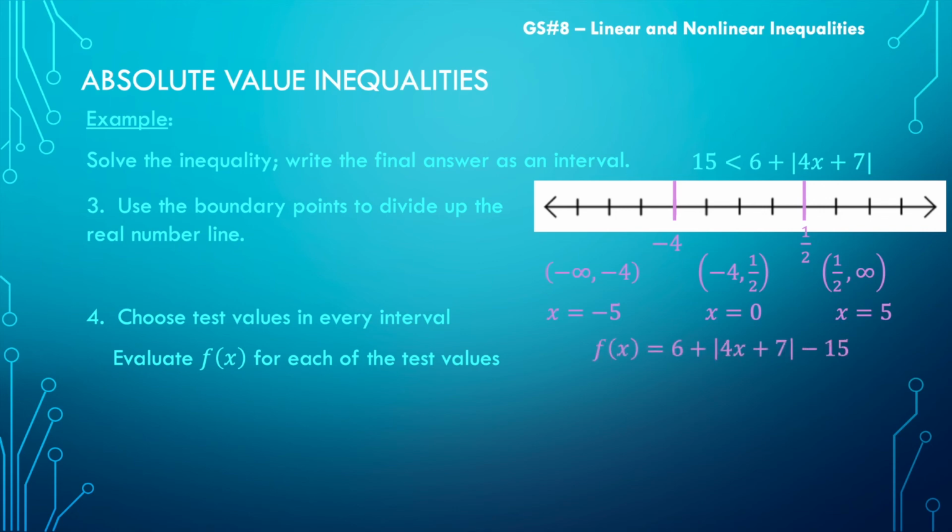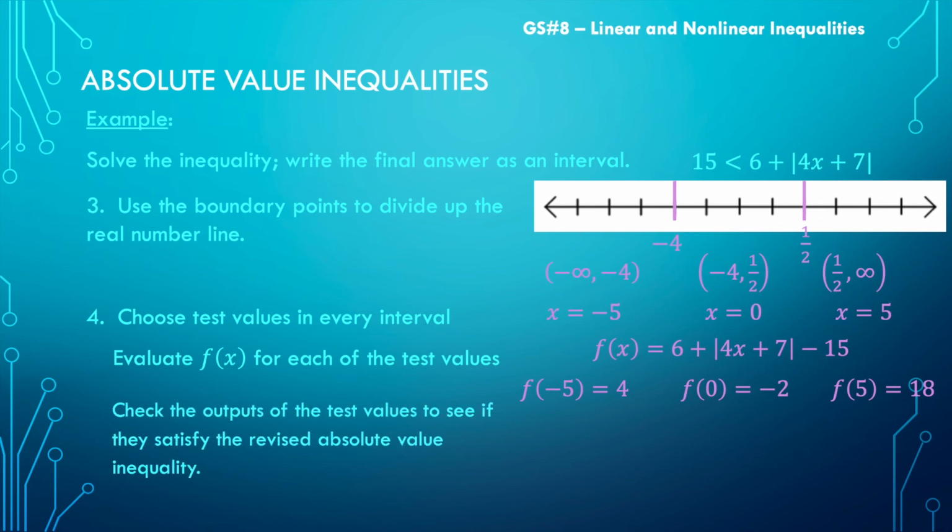And our function is 6 plus the absolute value of 4x plus 7 minus 15. And if I evaluate f of -5, f of 0, and f of +5, I get outputs of 4, -2, and 18. Now, when I look at the outputs of those test values, I want to check those against my revised inequality. So I want to see which of those outputs are indeed greater than or equal to 0.